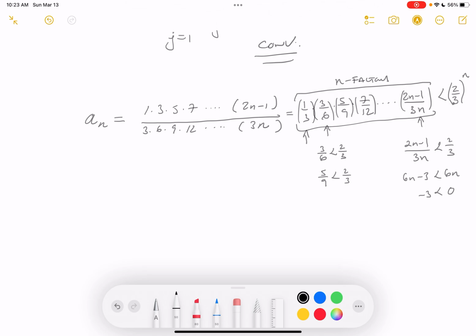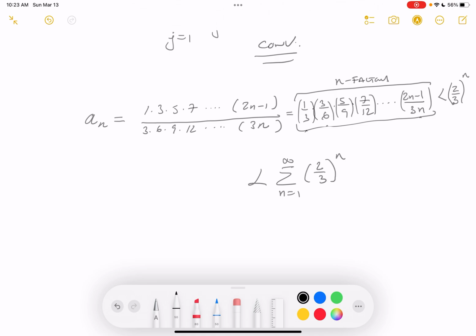Now, someone said there's a lot of work to get there. Right now, I know I have a series that's bigger than this one. And what series is bigger than this one? This one: the sum from n equals 1 to infinity of (2/3)^n. It's definitely bigger than the series that involves that term over there. Term-wise, it's much bigger. What do I know about this series?